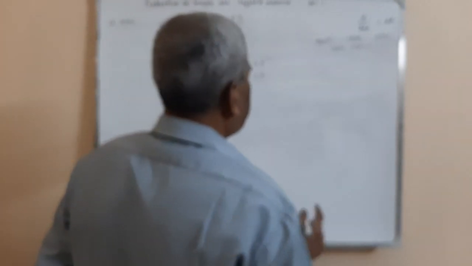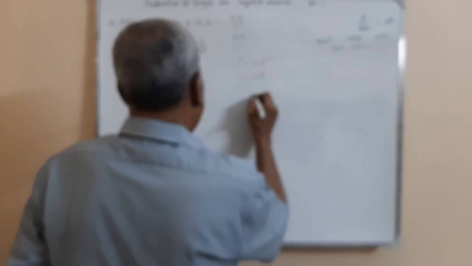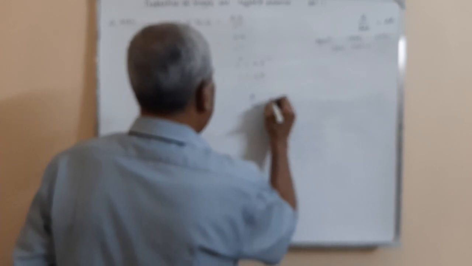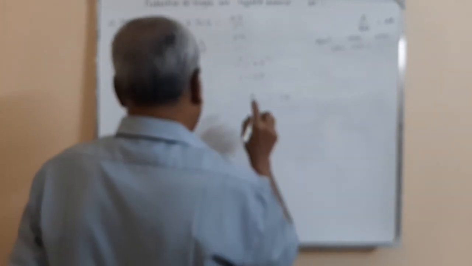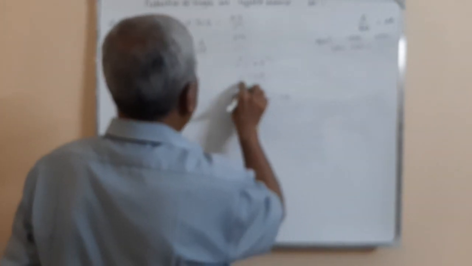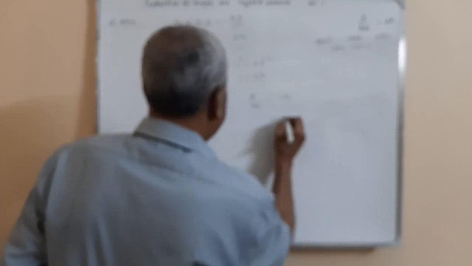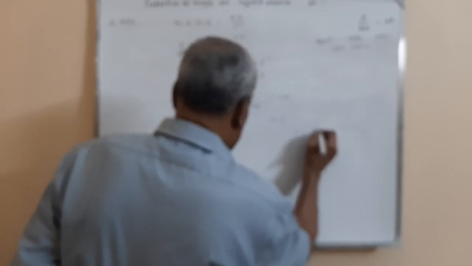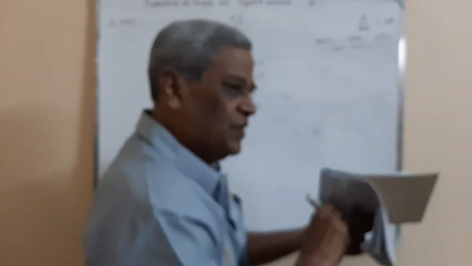Then C by sine C is equal to 2R, like that. So C itself is 2R, and sine C is equal to 1. C is equal to 90 degree. It is a right angle triangle. This option is correct. Yes.